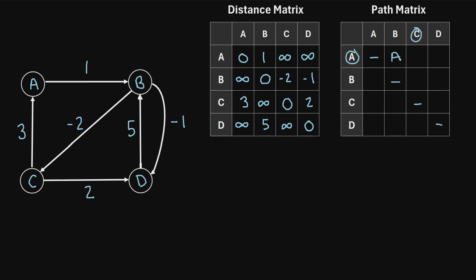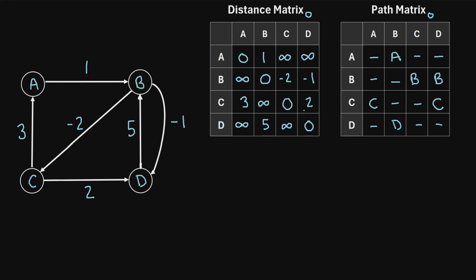From A to C, we saw that currently there is no edge that leads us from A to C, so we'll just put a dash there as well. And from A to D, there's also no current path from A to D, so we can also put a dash right there. And we'll fill in the remaining rows in this matrix in a similar manner. Okay, so these are known as our initial distance and our initial path matrices. If we want, we can put a little sub-zero here to indicate that these are our initial matrices.